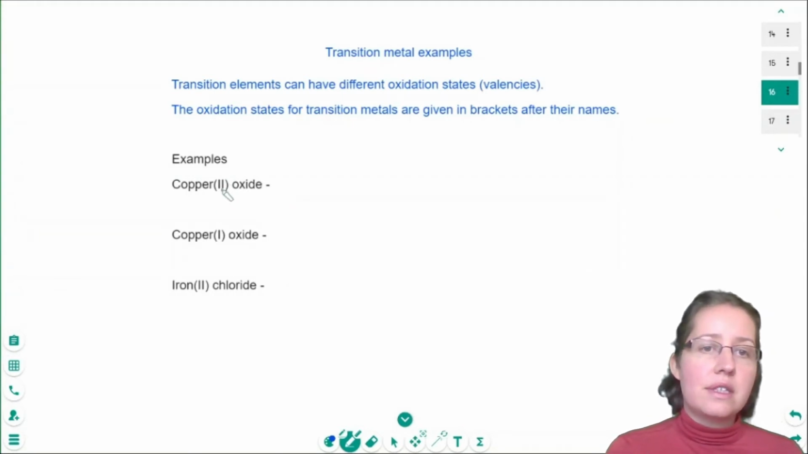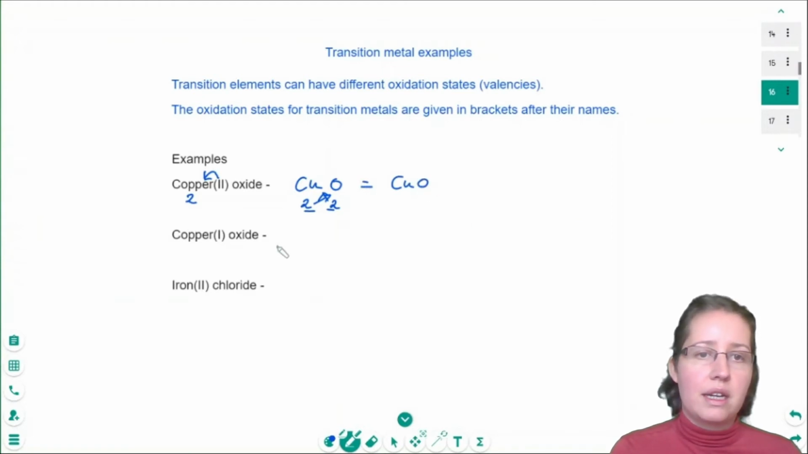Now, this tells us the valency of the transition metal. It's not the number of them in the formula, okay? So it doesn't say that there's 2 coppers in the formula. It says copper has a valency of 2. So when we do the formula, we're doing copper, we're writing the 2 underneath, oxygen group 6, 2 underneath, crisscross and cancel because they're both 2, giving CuO as the formula.